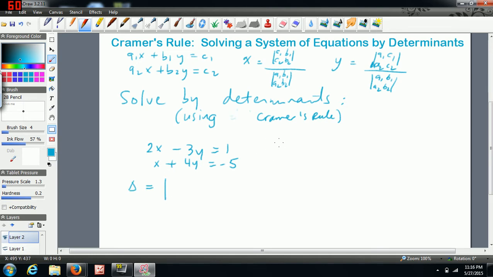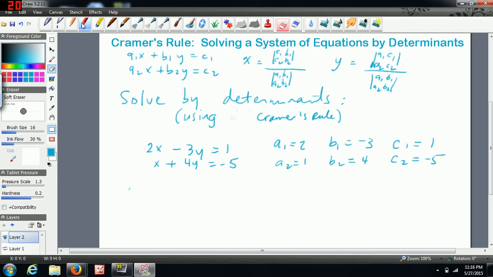So in this case, my A1 is equal to 2, my B1 is equal to -3, and my C1 is equal to 1. My A2 is equal to 1, my B2 is equal to 4, and my C2 is equal to -5. So you just pull the numbers out in front of each one. Once you have that, it's easy to solve x and y. And we don't even need to actually use symbols. I'll just take that out.